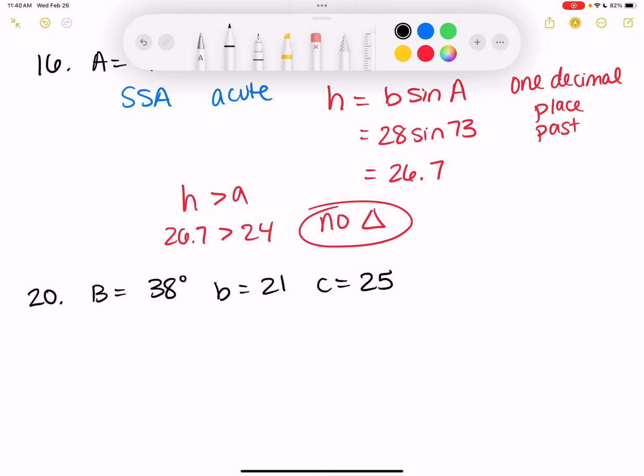So what situation am I dealing with? Side angle. Acute or obtuse? Acute. So I'm looking at B compared to C. So the first thing would be, is B greater than or equal to C? No. So that means I need to find H. So H in this case is going to be C times the sine of B. So 25 sine of 38. And again, remember one decimal past. 15.3.